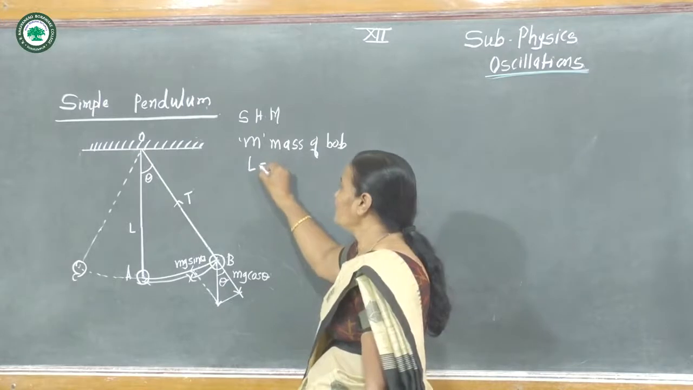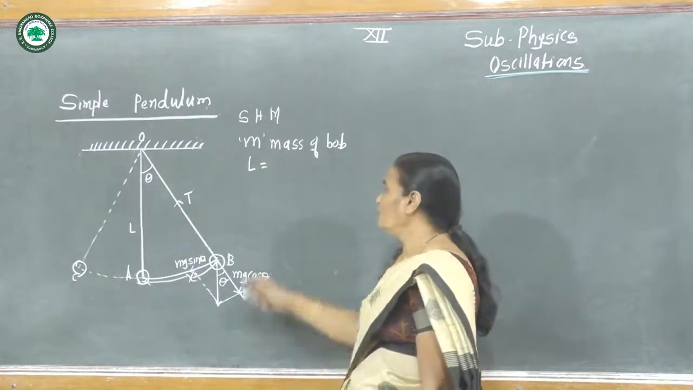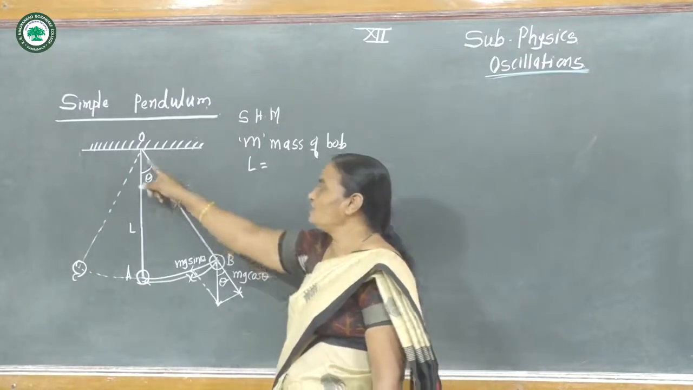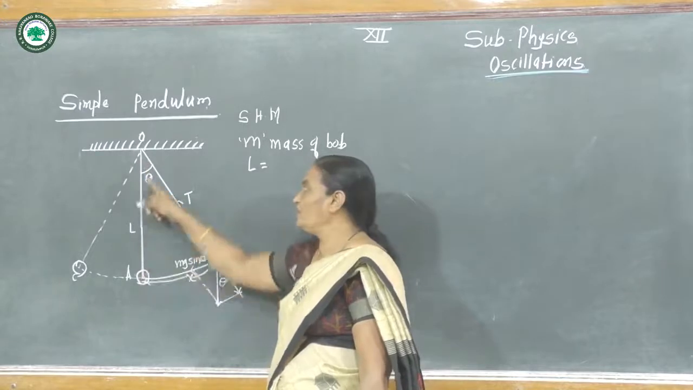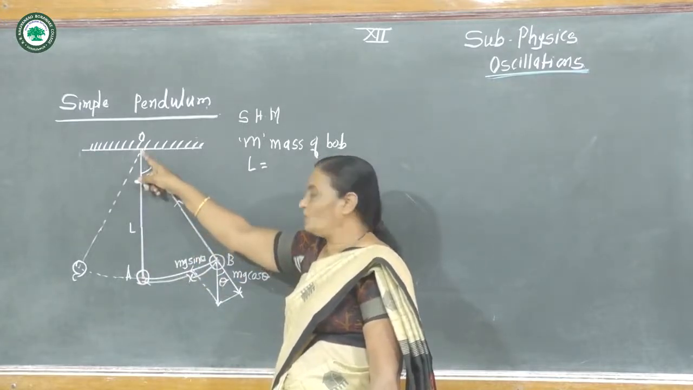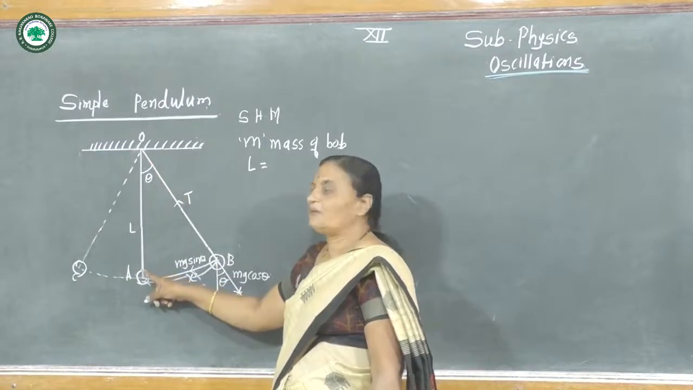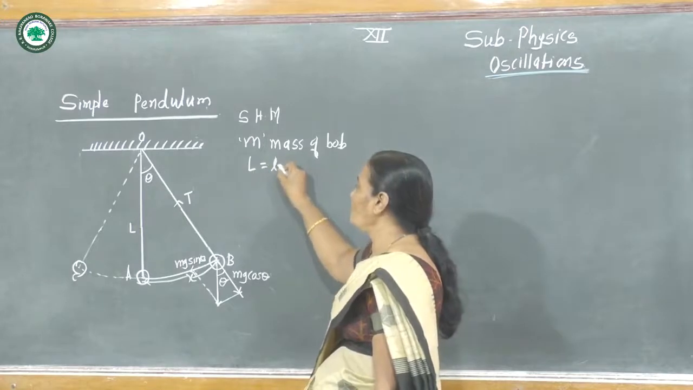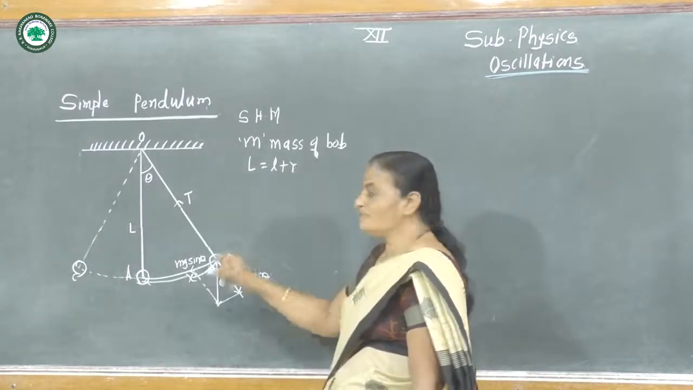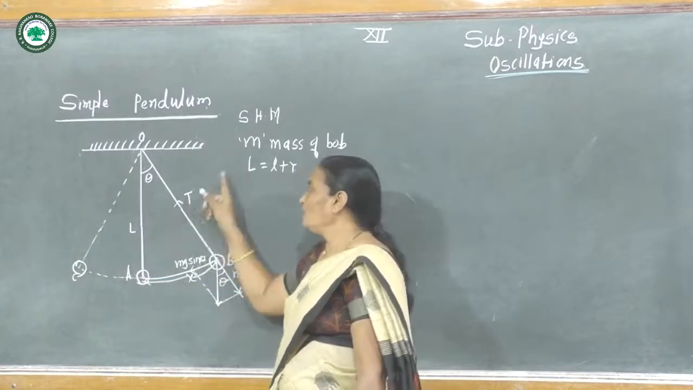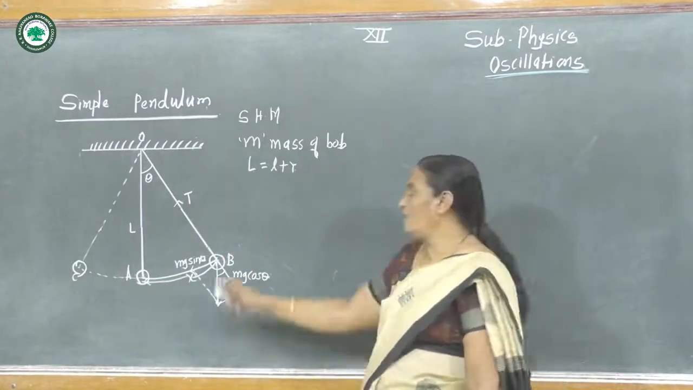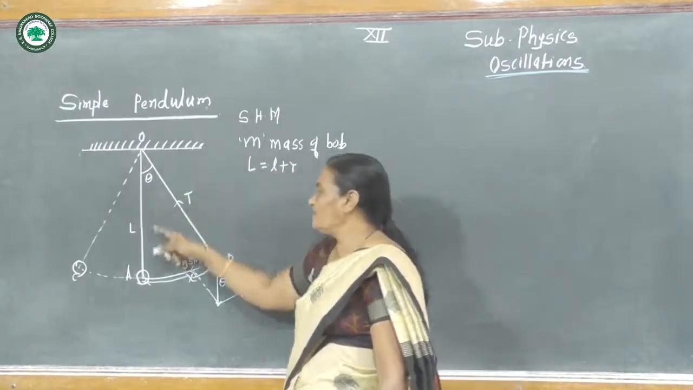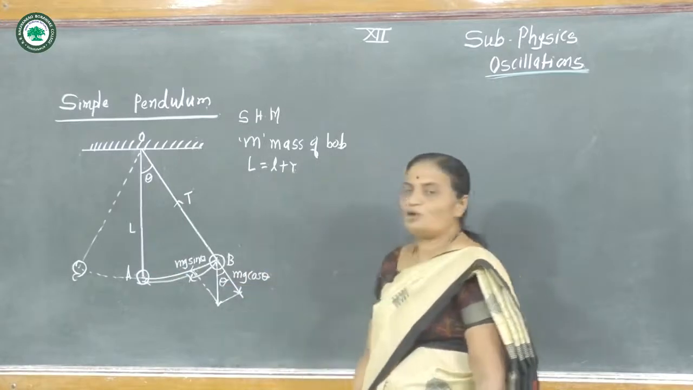Then L is the length of the simple pendulum. The length of the simple pendulum is defined as the distance from the point of rigid support to the attachment of the sphere, and the total length is equal to l plus r, where r is the radius of the sphere. Total length of the simple pendulum can be written as L = l + r, where l is this distance and r is the radius of the bob.